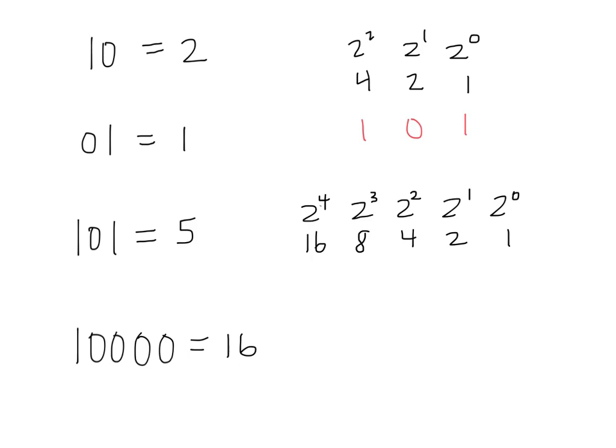So when we're talking about a 1, 0, 0, 0, 0, we're only going to count this first number, but not any of the other numbers. So we end up just with 16.